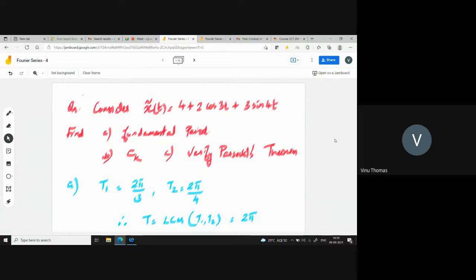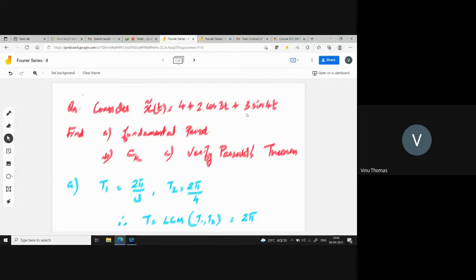Okay, so let us look at the fundamental period. Let us look at the periods of the components that we have here. The period of 4, no, that is a DC, so there is no period. I can say it's periodic at every instant, so you don't have to factor it in. But you have two sinusoids here. The first sinusoid has a period of 2 pi by 3, and the second sinusoid has a period of 2 pi by 4.